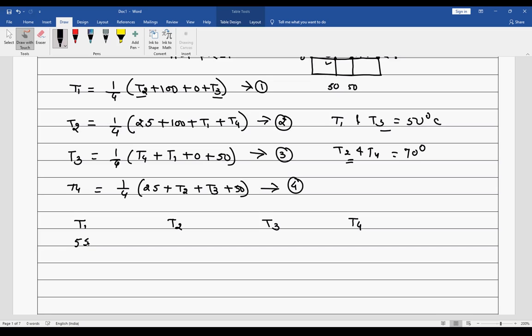Okay, I got the value of 55. Now in equation 2, I need T1, which I recently got as 55, and I need T4, which is 70. So get me the value of T2.